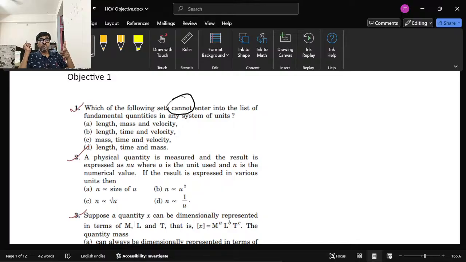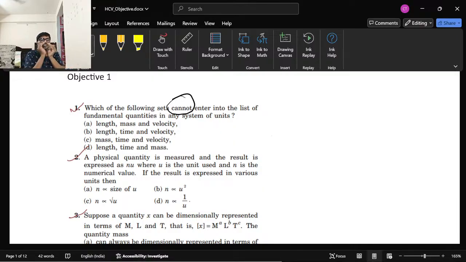Or time can be derived from length and velocity: time equals length by velocity. And in the same way, velocity can be derived from length and time, length by time. So in option B, length, time and velocity are not independent quantities. There is a dependency. In fact, you don't need that much. You can prune out one of them. Maybe if I remove velocity, length and time is enough. I can always derive velocity there.